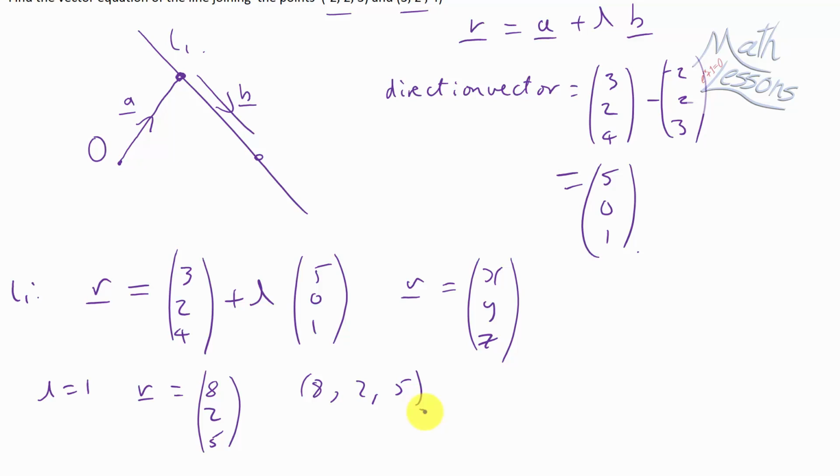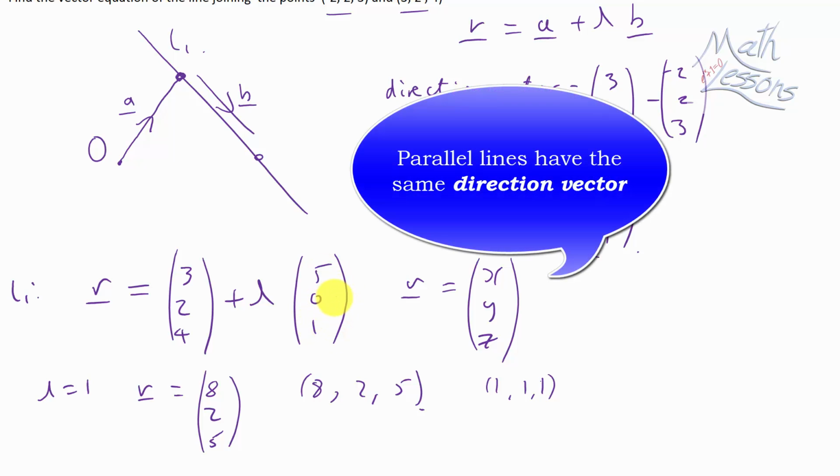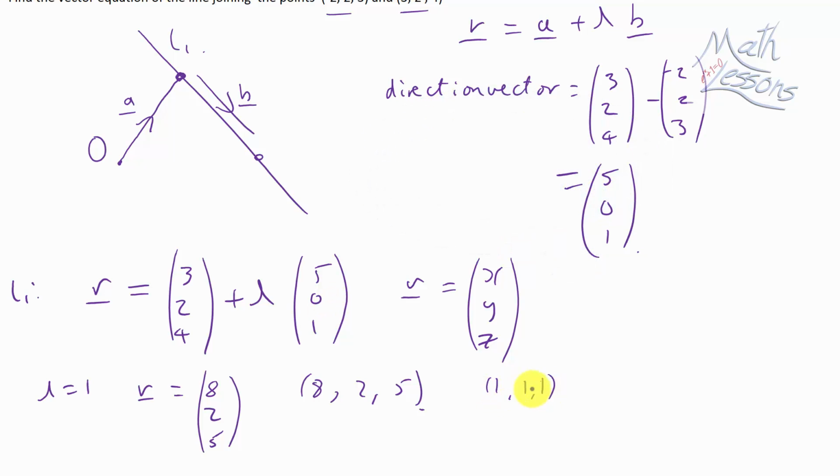Another type of question might be to find an equation of a line that's parallel to this line that happens to go through the point (1, 1, 1). Well, we've got most of the information. If it's parallel, it'll have the same direction vector. So parallel lines have the same direction vector. So therefore, we just need to get to the line, and we can use the position of this point that it goes through. So r, if we call this L2, the line that's parallel to this and through the point (1, 1, 1).